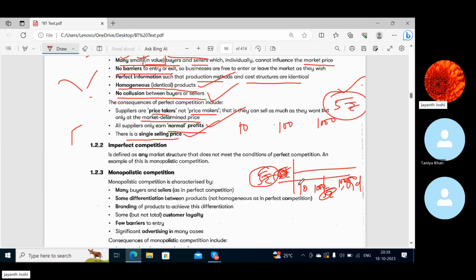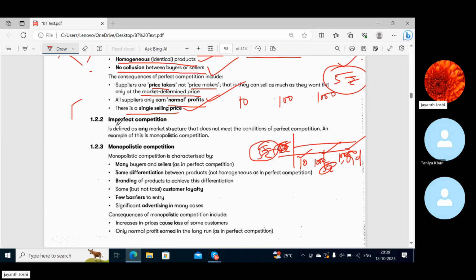At 5 rupees, they are ready to sell 10 units. At 5 rupees, they are ready to sell 1000 units. At 5 rupees, they are ready to sell 10,000 units. Now, perfect competition is done. Imperfect competition.